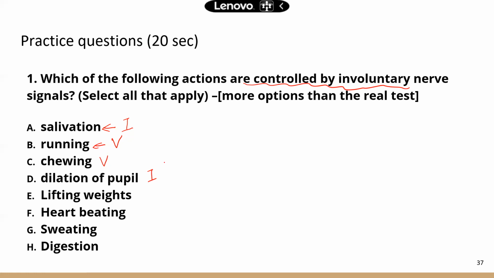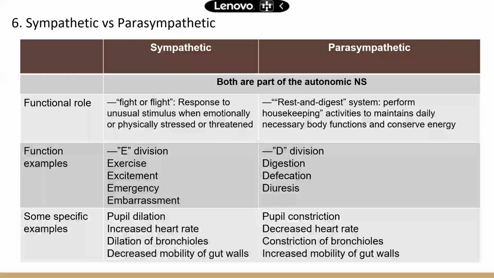Lifting weights, you're using your skeletal muscles. So voluntary. Heart beating, that's going to be involuntary, right? So your heart beats 24/7. Sweating, gland secretion, right? Involuntary. Digestion, involuntary. Okay, all right.